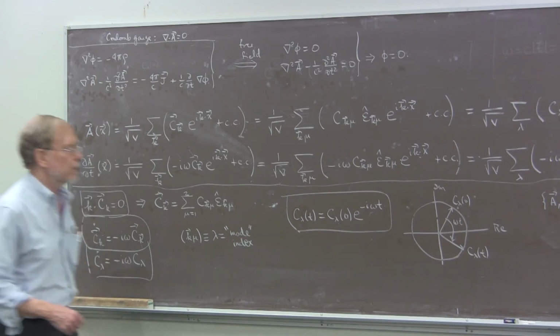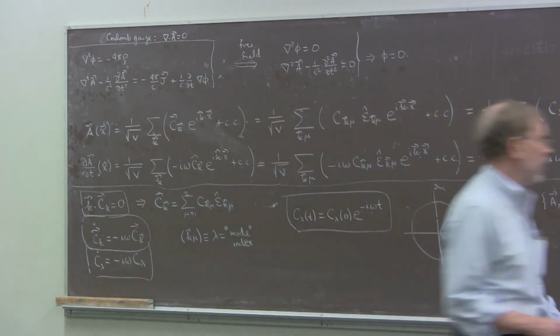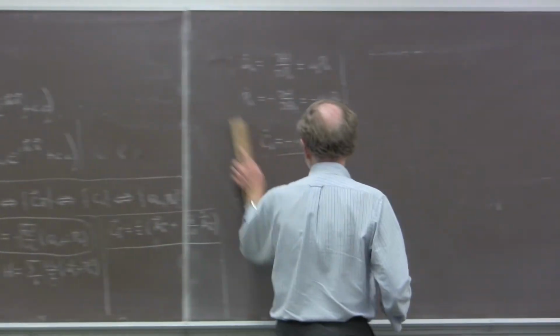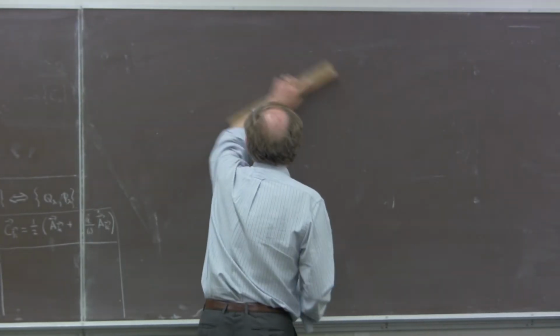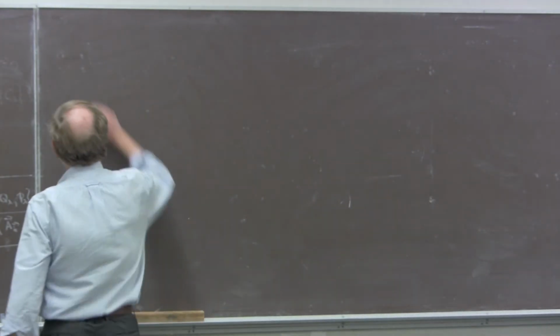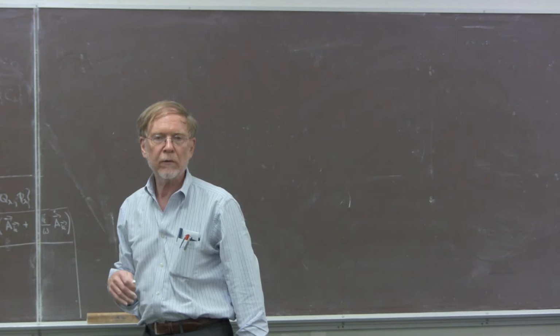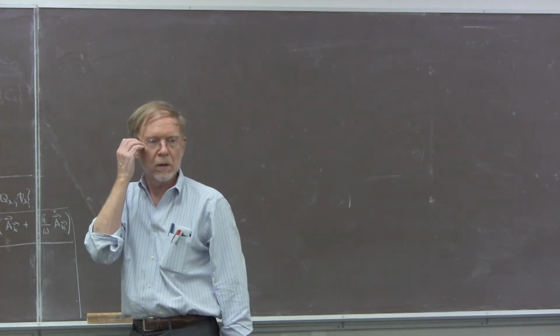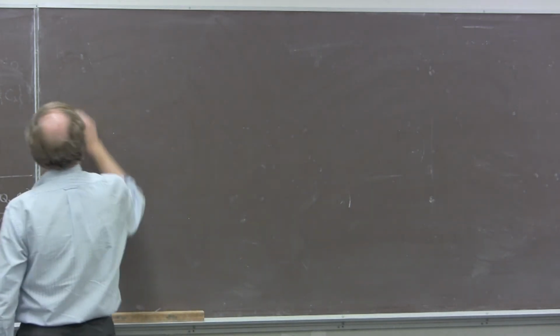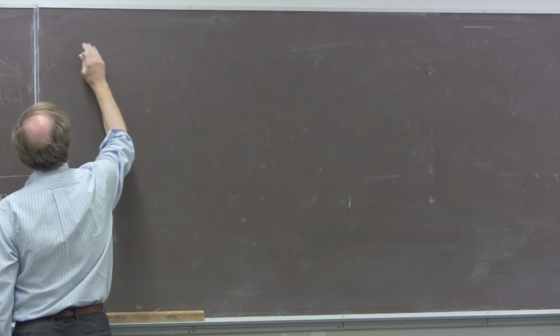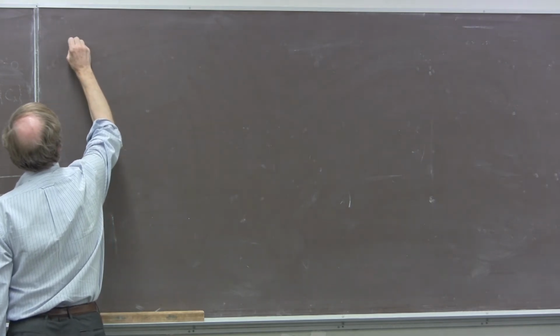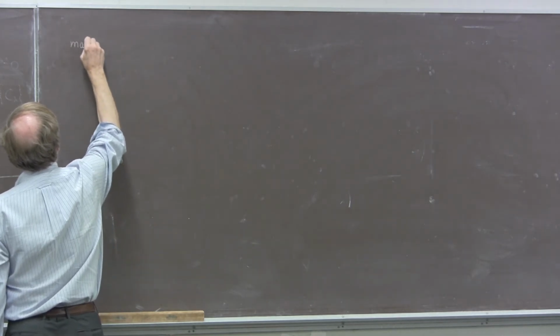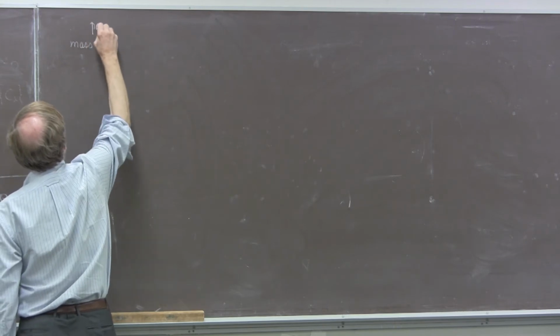So the first thing to do is to adopt a model for the matter. Let's do it this way. Let's say the matter consists of a collection of non-relativistic particles. Actually, at this point, they could even be relativistic. But anyway, let's let the particles have masses. So this is for the particles now.